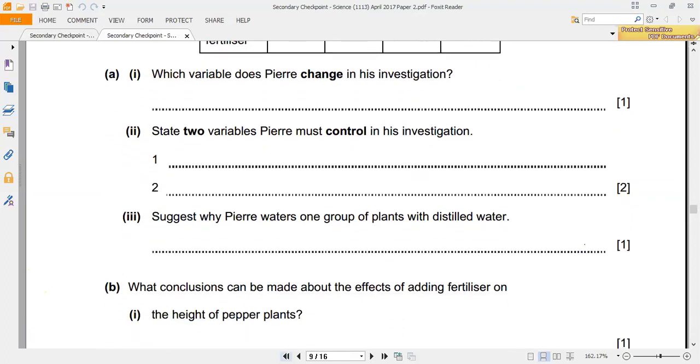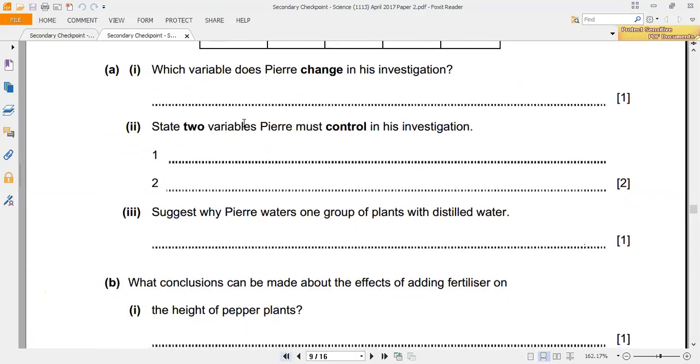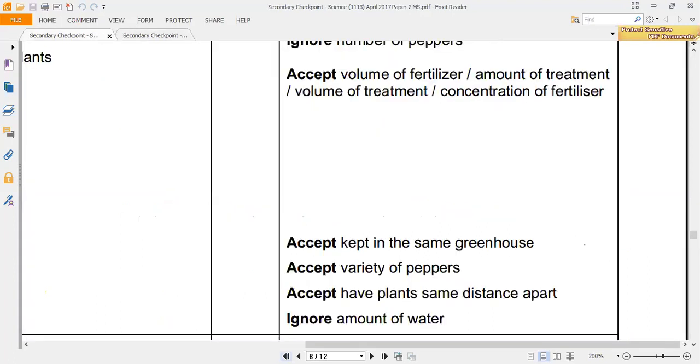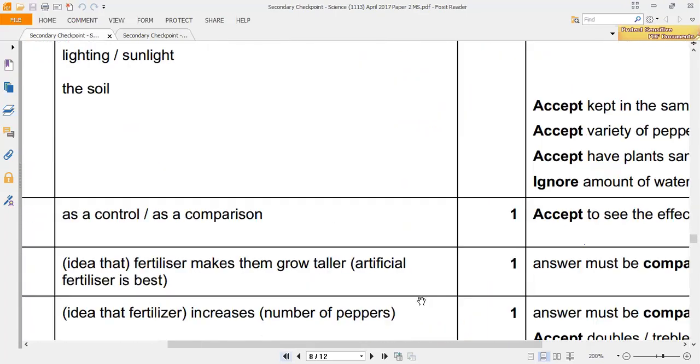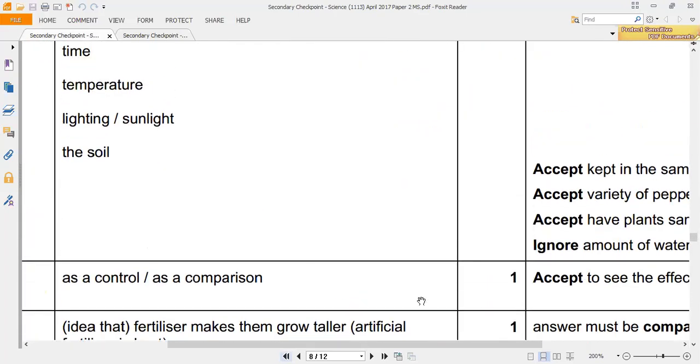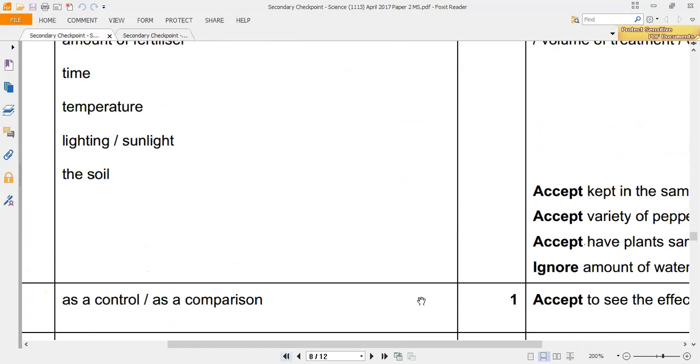Number 3 suggests why Pierre waters one group of plants with distilled water. Yeah, this is a very good point. It's a control. Why even control? For better comparison. Okay, it's a control with nothing. It can be used as a control. Why are we using any controls? As a comparison.